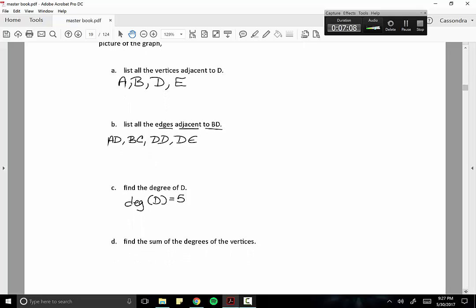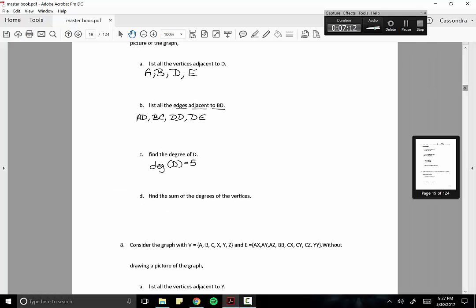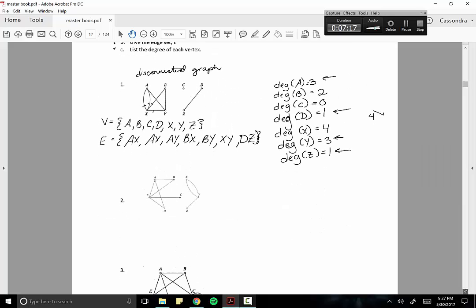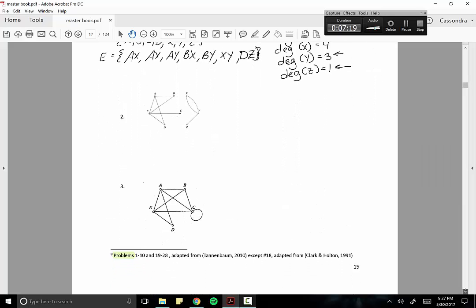So let's find out. I'm going to zoom out a little bit. No, I don't want to go all the way back. Stop being a pain in my butt.